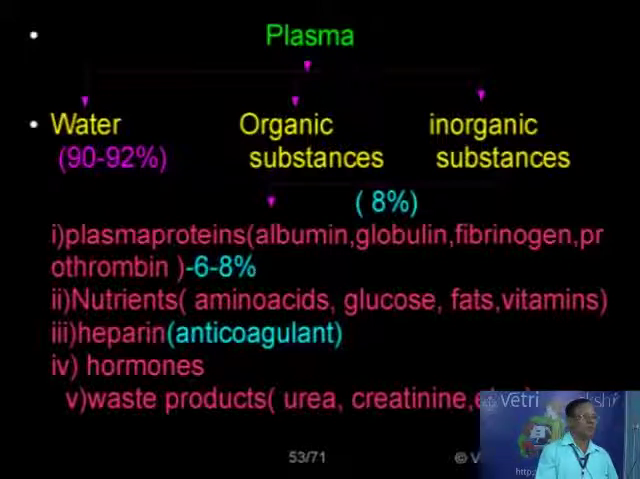Then the hormones. There are no ducts for the endocrine glands. All the secretions released by the endocrine glands are transported only through the blood. So the blood is a transporting medium for the hormones. Also the waste products are transported to the various excretory organs like the kidneys, because of the blood. So we have the main waste product urea, along with another waste product called creatinine, formed from creatine phosphate, a kind of substance found in muscles. So this is what we have, the organic substances in relation to the plasma.